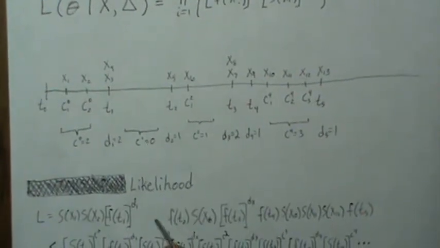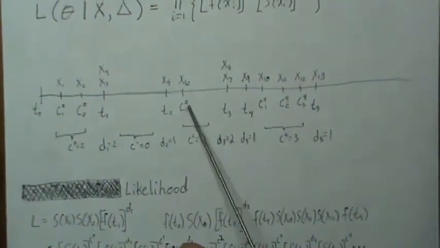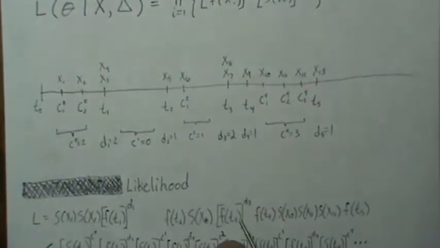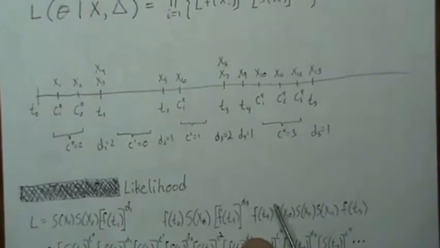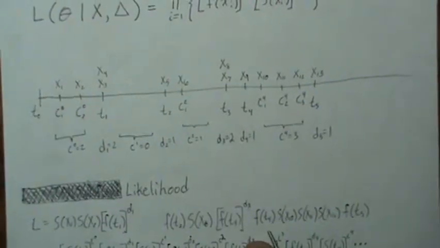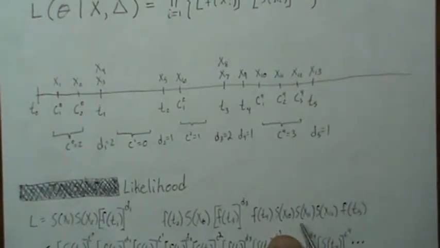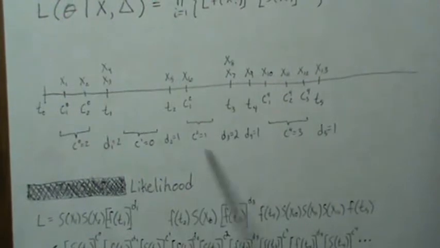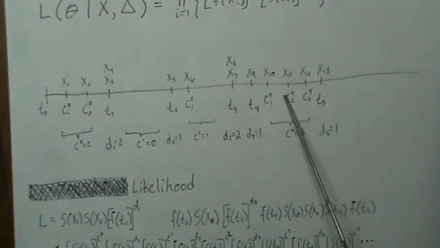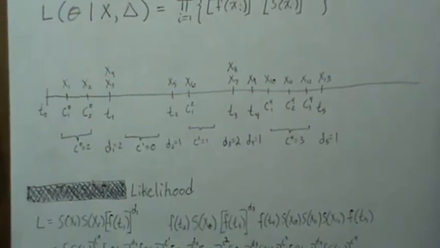There's no C's here. Event 2, there is one of those. There are two of these, so that comes here. There's an event at T4. And then S of X10, 11, and 12 contribute here, and then S of 5. Now, there may be N of these, but I just wrote 13 of them out. And so we'll kind of go from there.